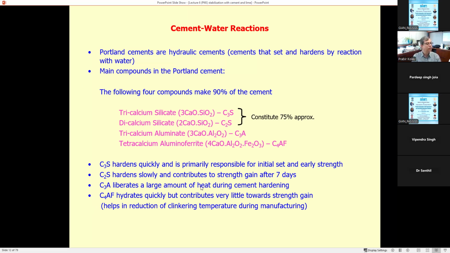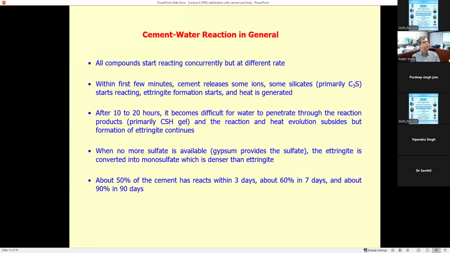Tricalcium aluminate releases a large amount of heat during cement hardening. Tetracalcium aluminoferrite hydrates quickly, but its contribution towards strength gain is very little. Basically, it is added to reduce the temperature of the clinker itself. So as I mentioned, there are different components of the cement, and then how it reacts with water. Now when you add it to the soil, you need to see the chemical composition of the soil itself. Soil is mostly silica and alumina, correct? So silica, alumina, iron, there are 3 things.